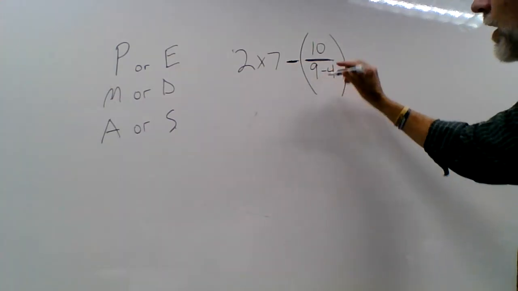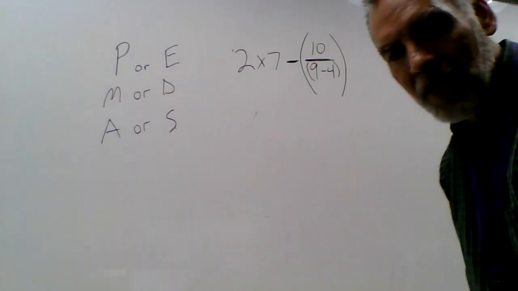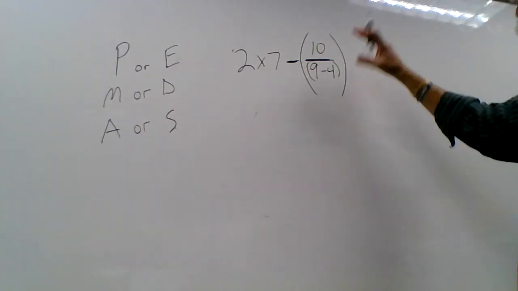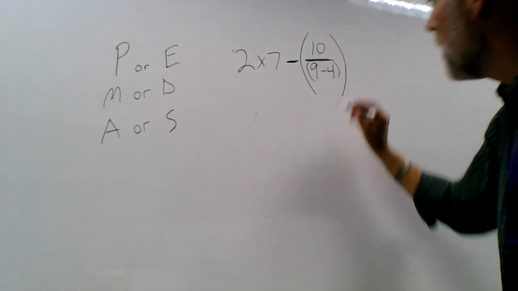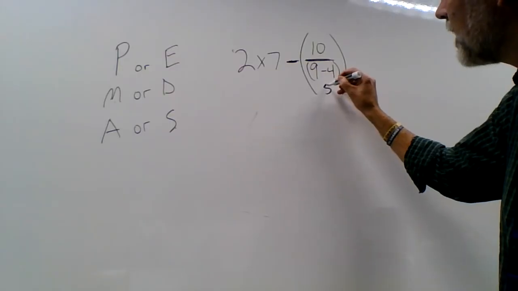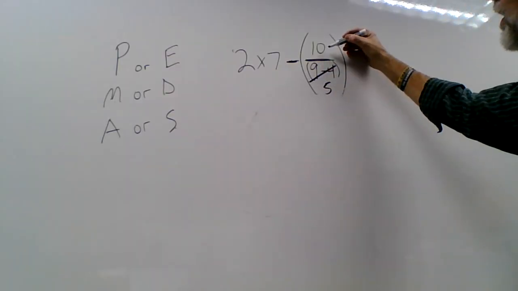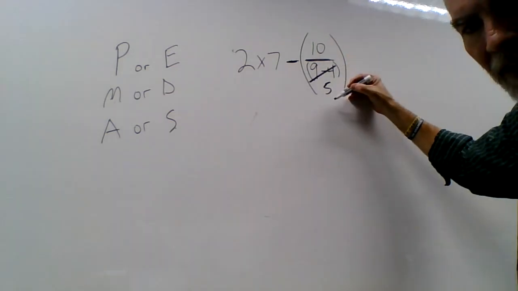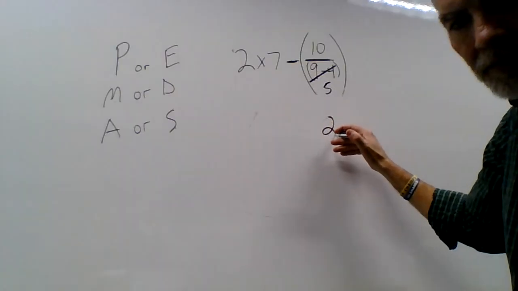Well, 9 minus 4 is its own problem too. So put parentheses around that, okay? So let's do that first. Let's do the parentheses within the parentheses first. 9 minus 4 is equal to 5. So I'm just going to write that right here and then mark that out because I already did it. Now I'm left with 10 divided by 5. Well, hopefully you know that 10 divided by 5 is 2, okay?